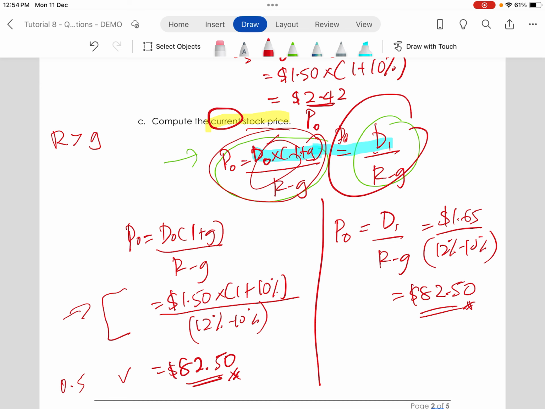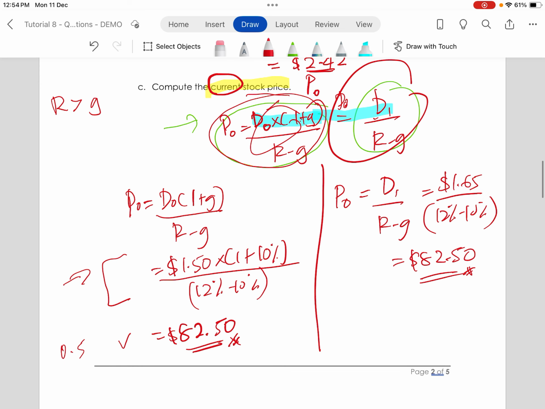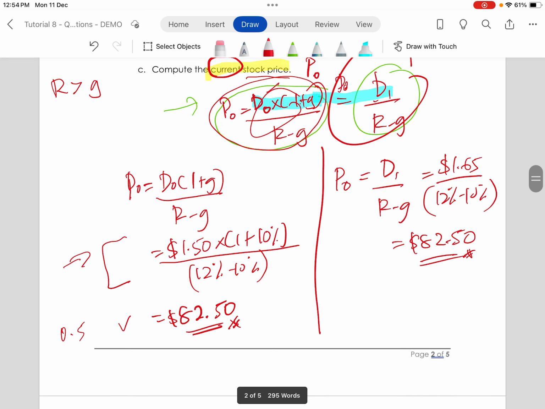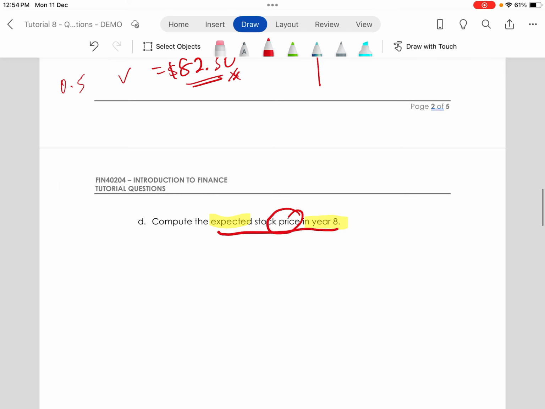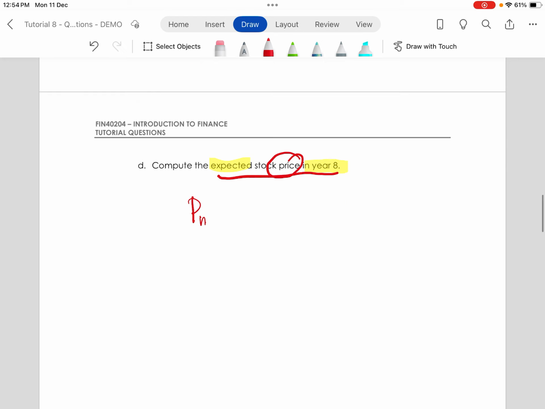Now, that is about the current stock price. With that, we can also calculate the expected future share price, stock price, not dividend. When it comes to the expected future share price, like this one in year 8, the formula, if you refer to the formula booklet, will be like this.